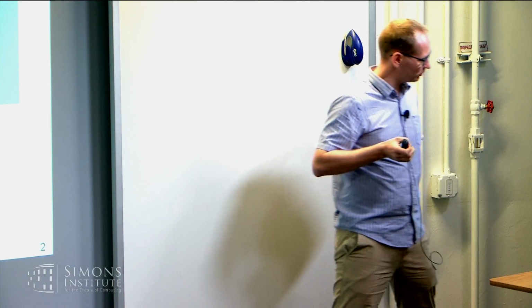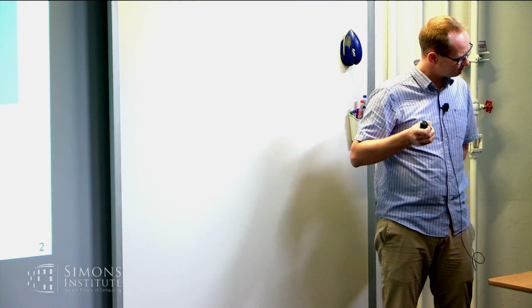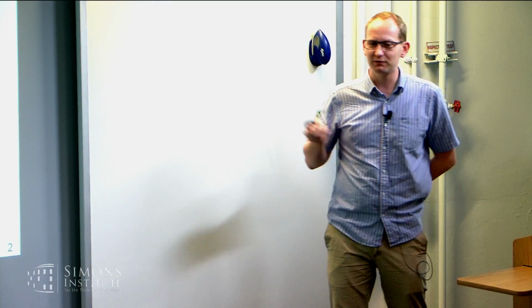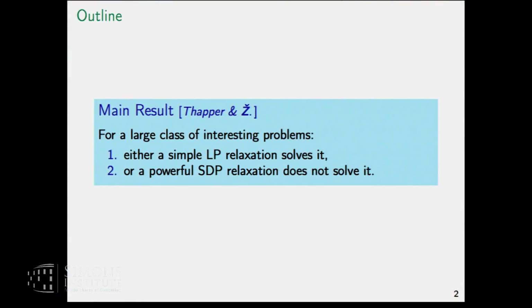In this talk, I want to present a joint work with Johan Tappe from Paris. And informally, the result says the following. For a large class of interesting computational problems, two things can happen. It's sort of an algorithmic dichotomy result. Either a very simple algorithm, a linear program relaxation, solves every instance in this class, or, the other case, a very powerful SDP relaxation doesn't solve this class of problems.